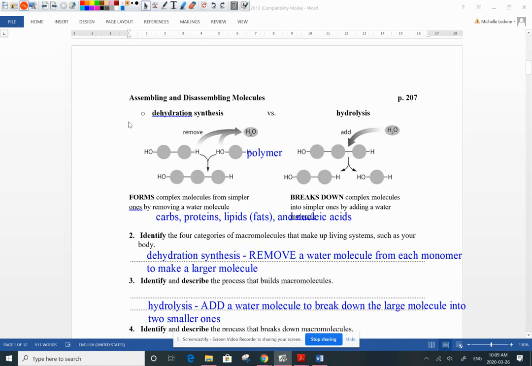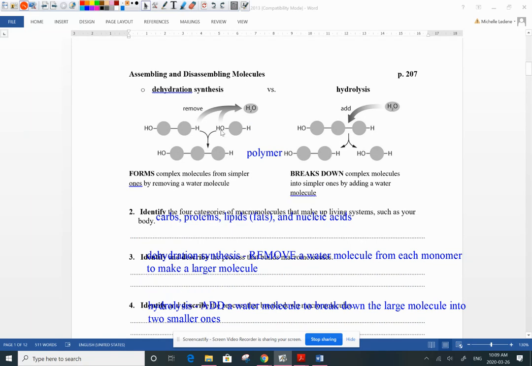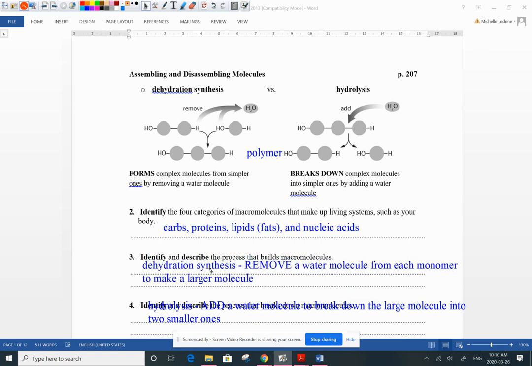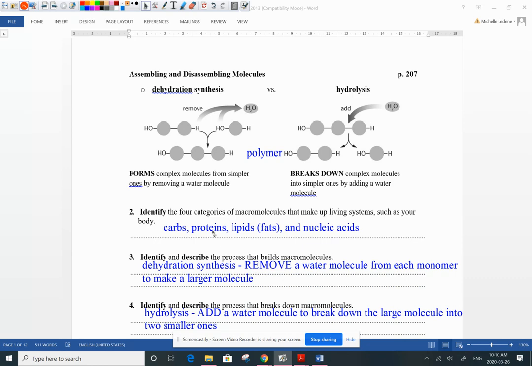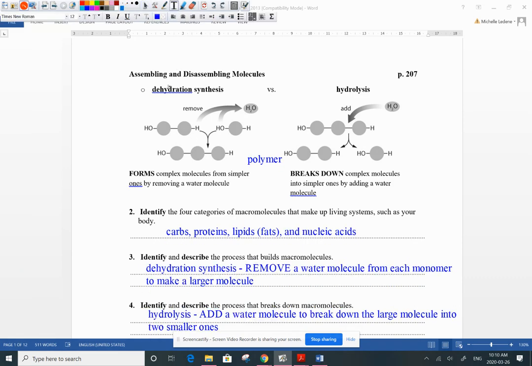Okay, so next we're going to look on the following page here, and how do we make up these polymers and monomers? So we've already talked about the 4 categories of macromolecules. How do we make up these large molecules from small ones, and how do we break down molecules? What are the 2 main processes in our body? Well, here we have 2 smaller molecules of monomer. And then here's another monomer.